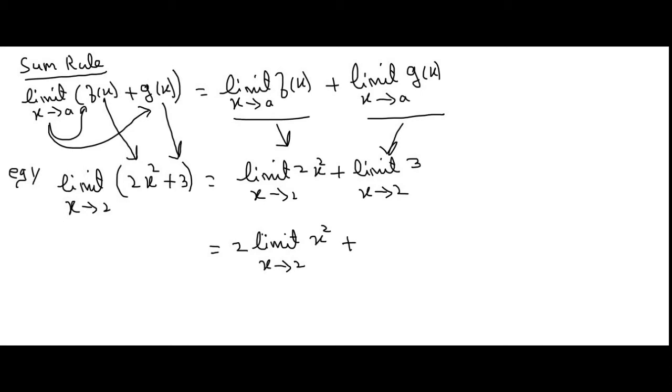Therefore, we have already studied that the limit of a constant function is the same, so the answer here is 3. Now applying the limit, 2 times 2 square plus 3. 2 times 4 plus 3 is equal to 8 plus 3, which is 11, and this is your answer.